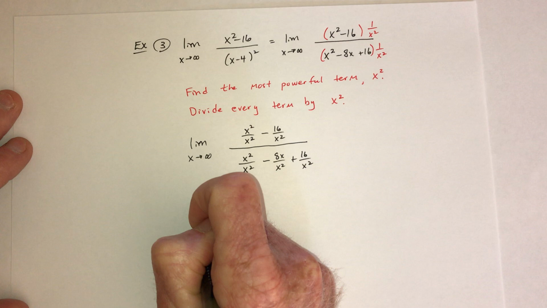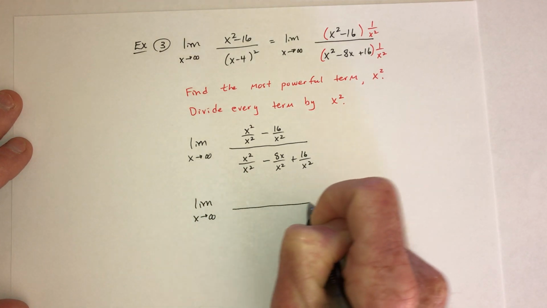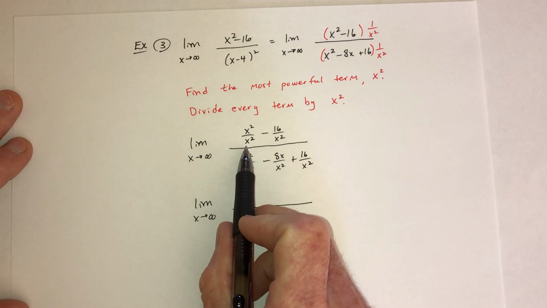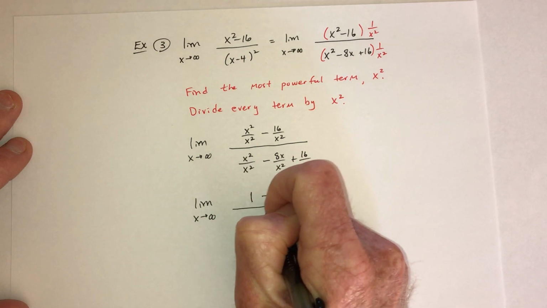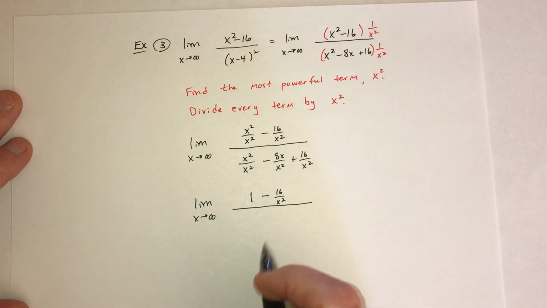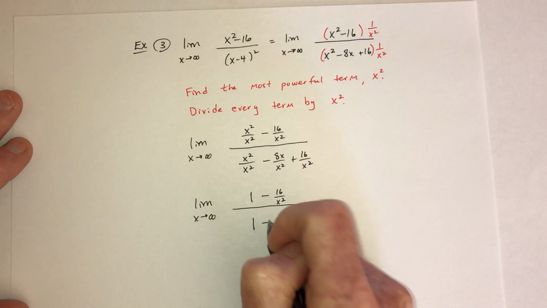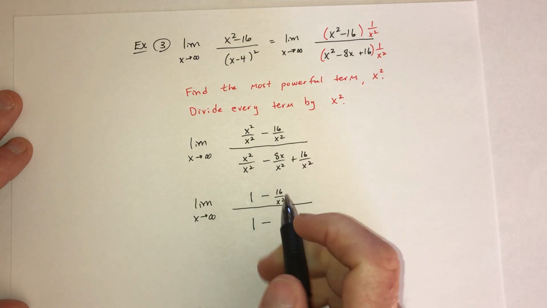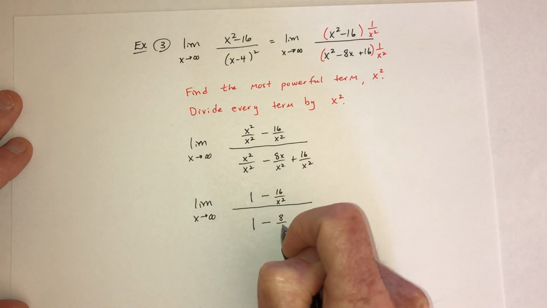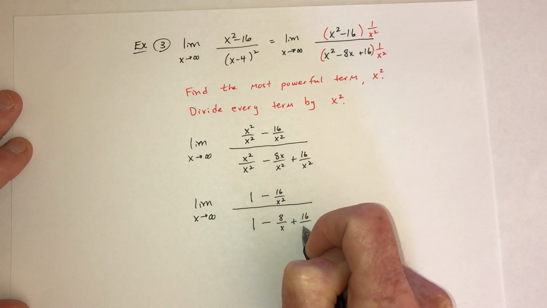And then what happens is we get the limit as x goes to infinity, and then reduce. This is just going to be a 1. 16 over x squared cannot be reduced, it stays that way. This would be a 1. This term, you could cancel one of the x's, it would leave 8 divided by x, and then plus 16 divided by x squared.